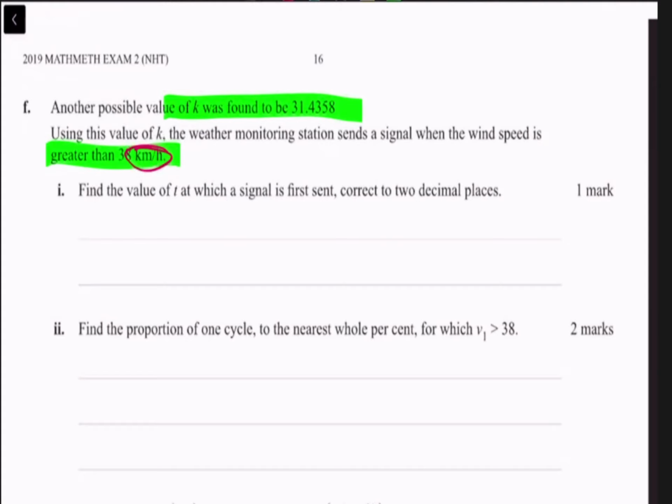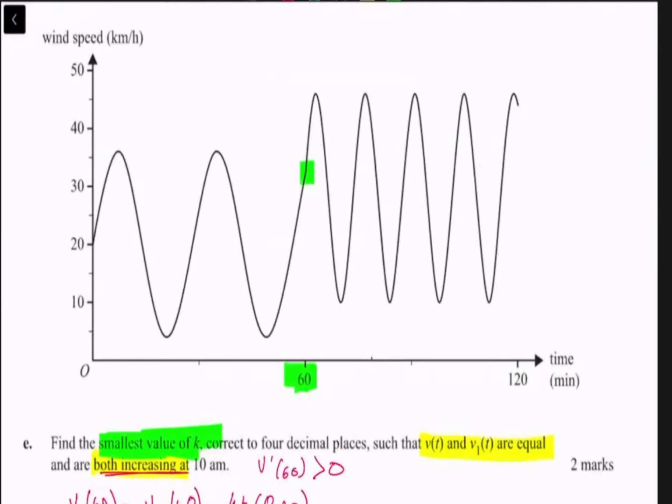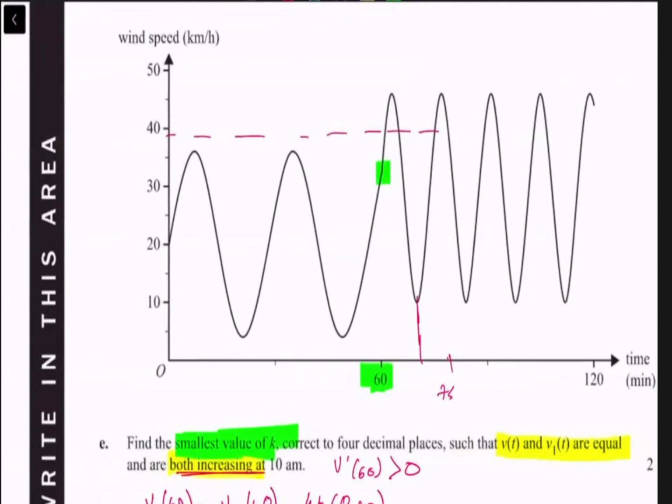So find the value of t when the signal is first sent. Just let v1 of t equal 38 and sub this k value. Again, restrict your domain a bit, because otherwise you get infinite values. In this case, you might want to start from 10 o'clock. That's 60 because we're in minutes. If we start from 60 and we're looking for 38, it's going to be somewhere like here. So you might even just put 75.